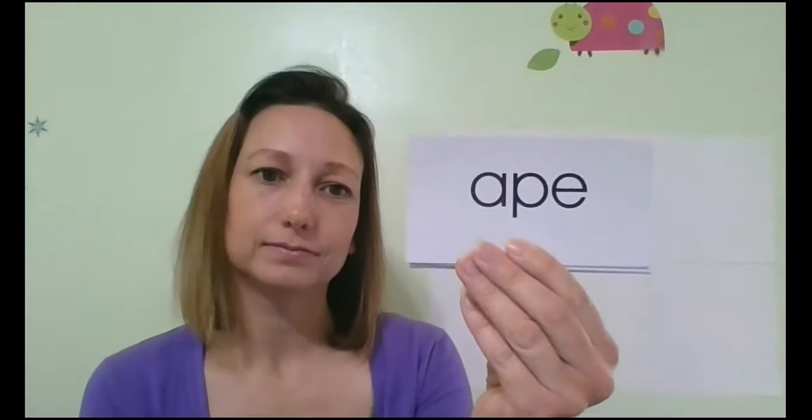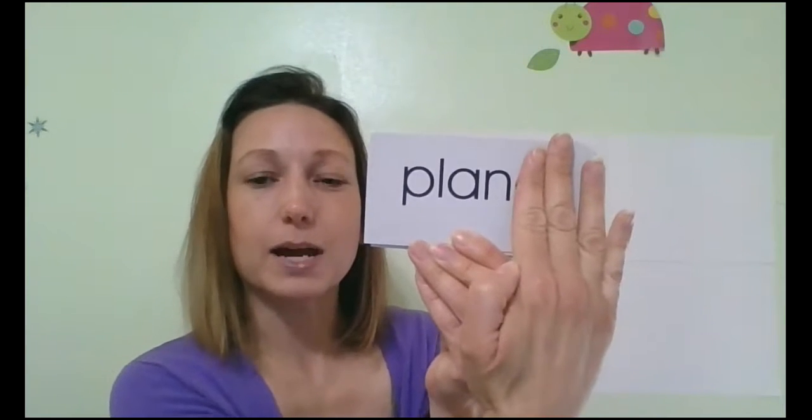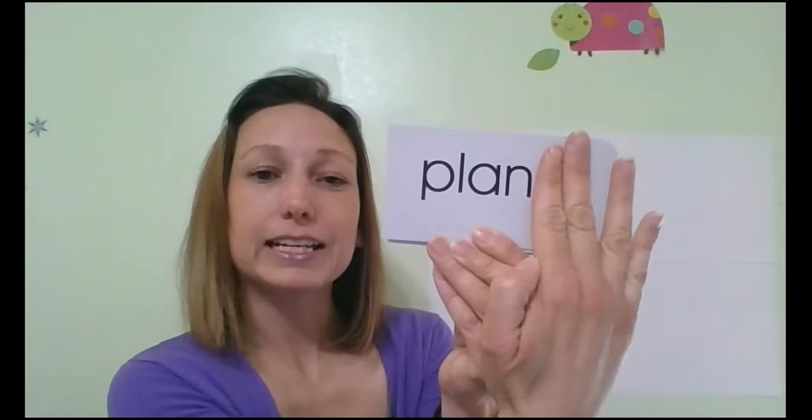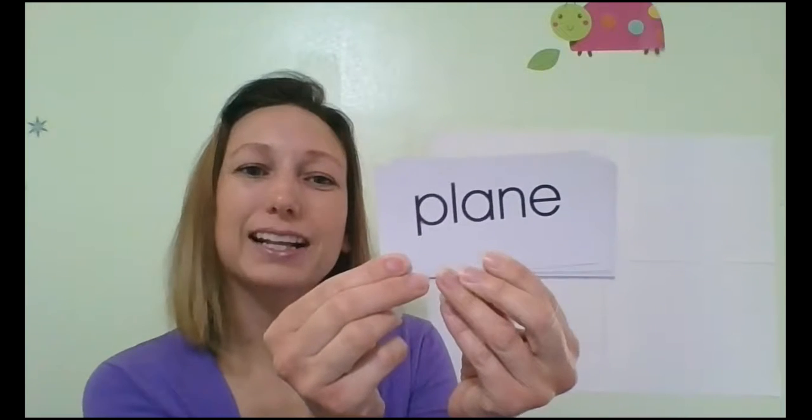Wake, maze, ape, cake, plane. We have p, l, a, n, and my E is silent. If I take the E off, now my word says plan. That's plan. Put my E on, now my A says its name, and it is plane.